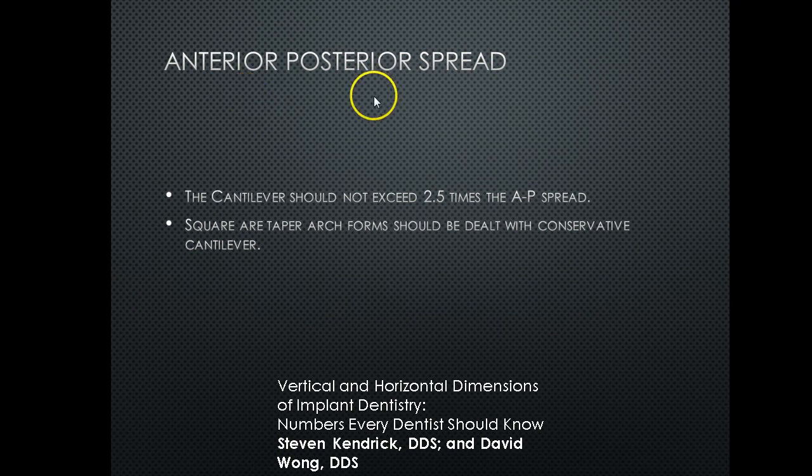The AP spread is also very important. You need to be careful of your cantilevers in a full mouth restoration. Make sure you do not exceed 2.5 times the AP spread when we're talking about your cantilever. Also be careful when you're looking at your patient and the arch has a square or tapered form. Make sure you're doing a conservative cantilever on that, and maybe even a little bit more engineering, so you can't put stress on the cantilever itself.